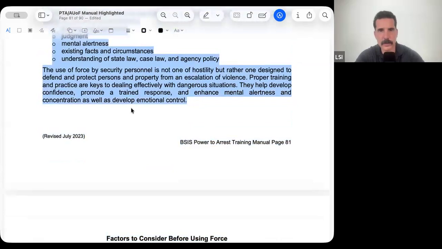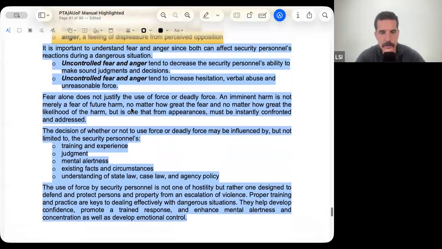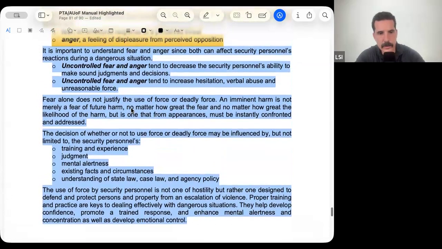All right. And then it's going to continue. It is important to understand fear and anger, since both can affect security personnel's reactions during a dangerous situation. Uncontrolled fear and anger tend to decrease the security personnel's ability to make sound judgments and decisions. Uncontrolled fear and anger tend to increase hesitation, verbal abuse, and unreasonable force. Fear alone does not justify the use of force or deadly force.